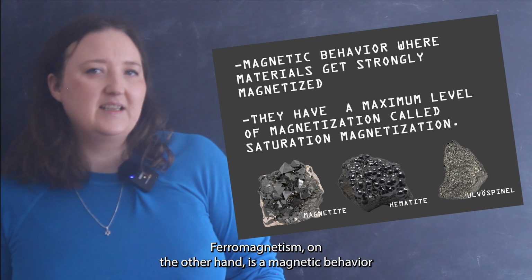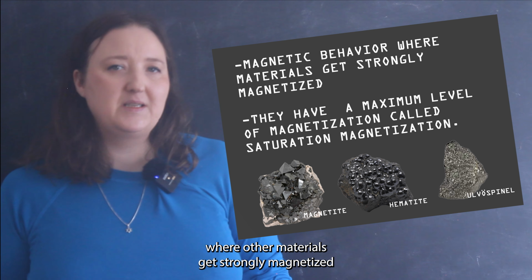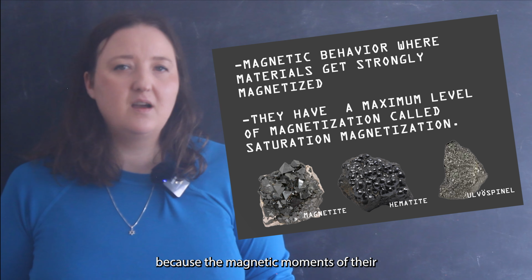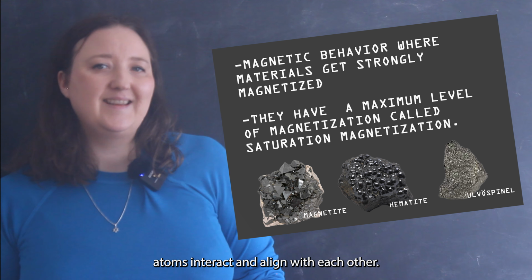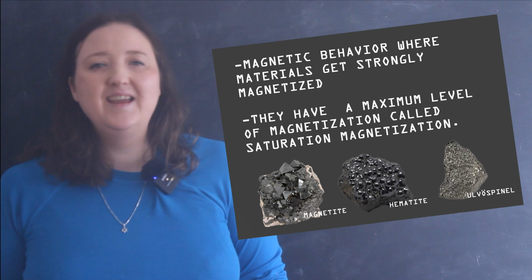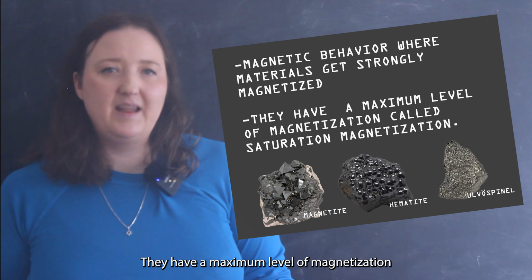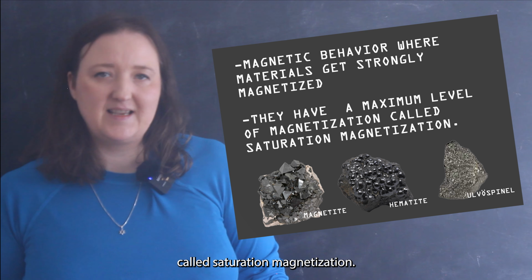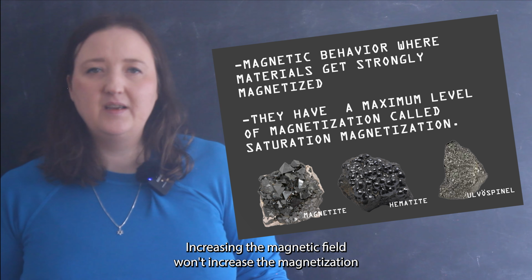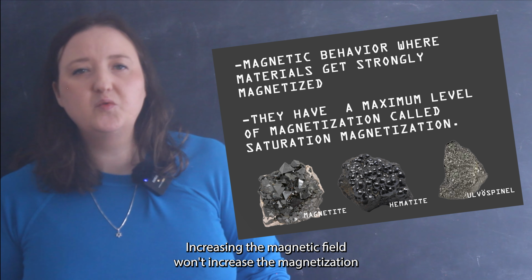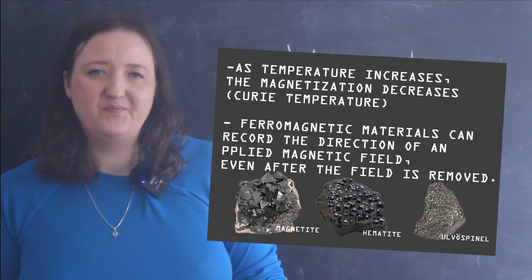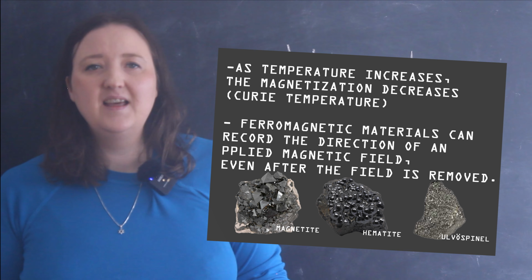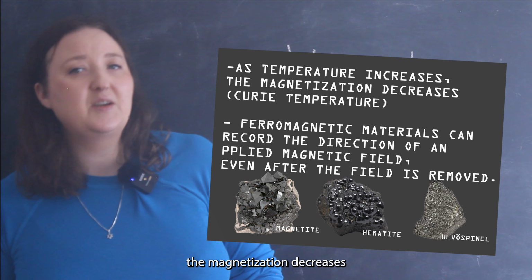Ferromagnetism, on the other hand, is a magnetic behavior where materials get strongly magnetized because the magnetic moments of their atoms interact and align with each other. They have a maximum level of magnetization called saturation magnetization. Beyond this point, increasing the magnetic field won't increase the magnetization. And as temperature increases, the magnetization decreases.